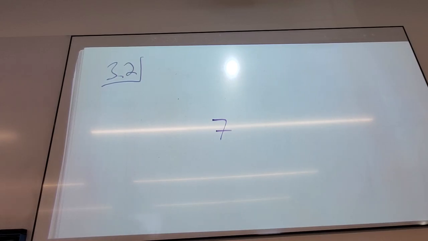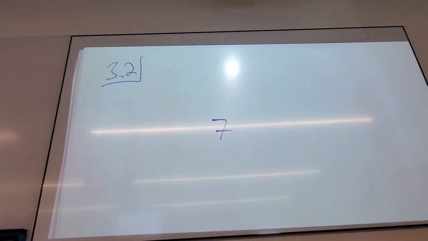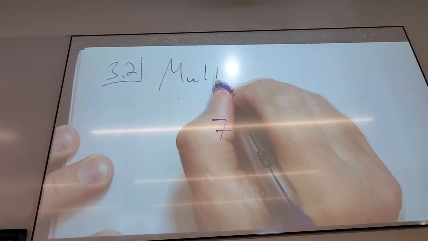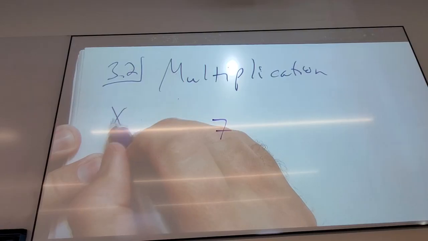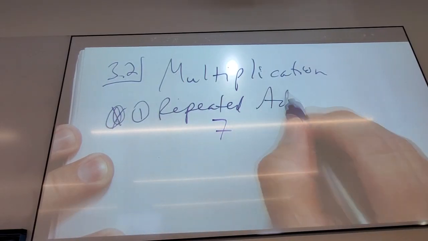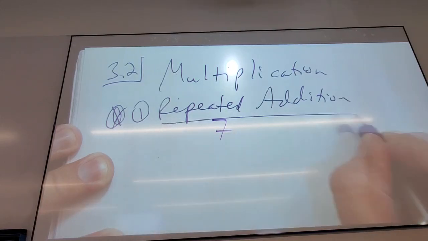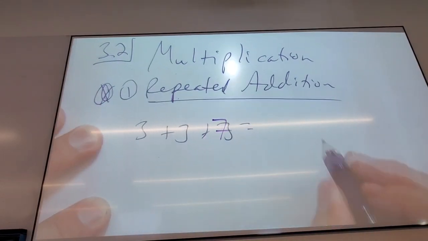So 7 times 3 means... other way around, which becomes a big issue. At the most basic, multiplication is repeated addition. So for example, if I wanted to do 3 plus 3 plus 3, I can write that as 3 times 3.